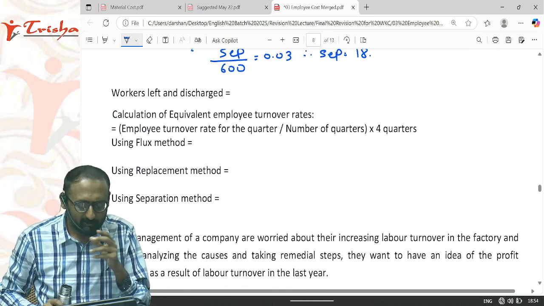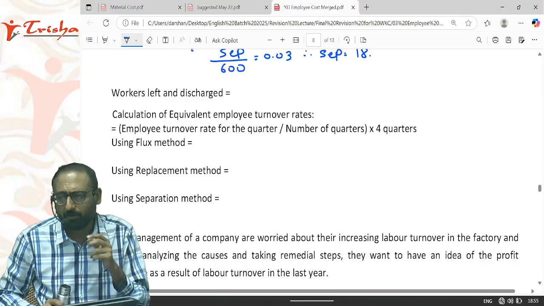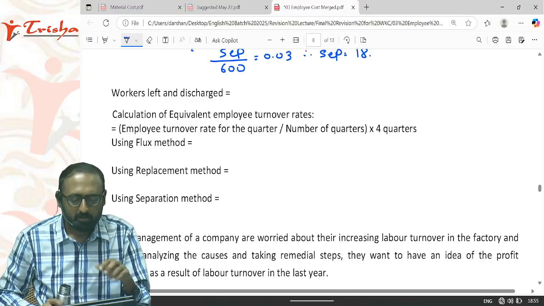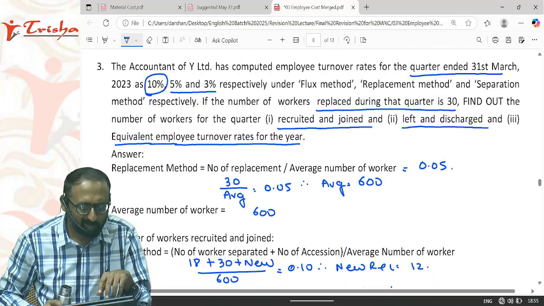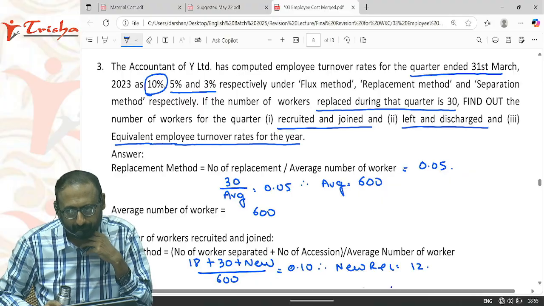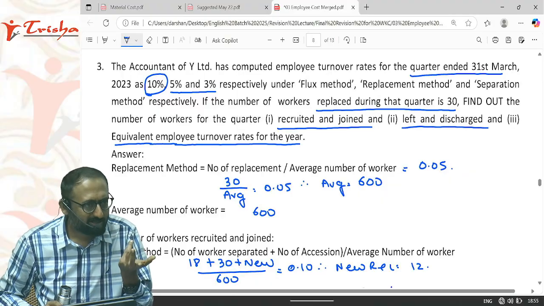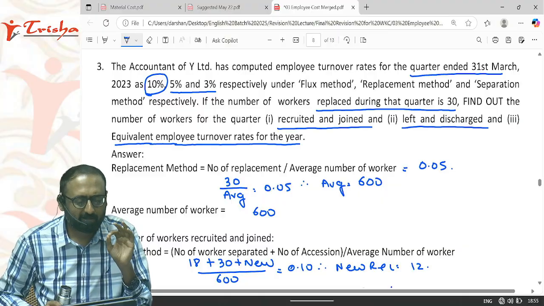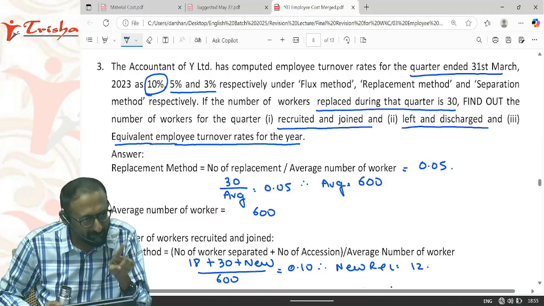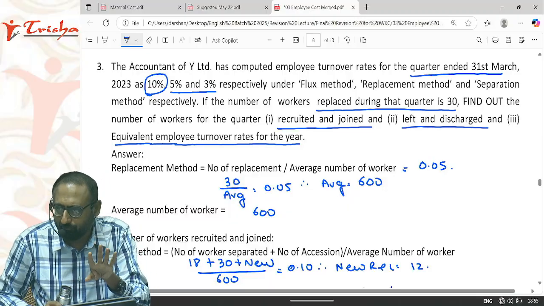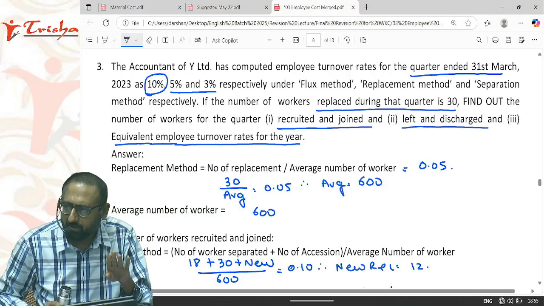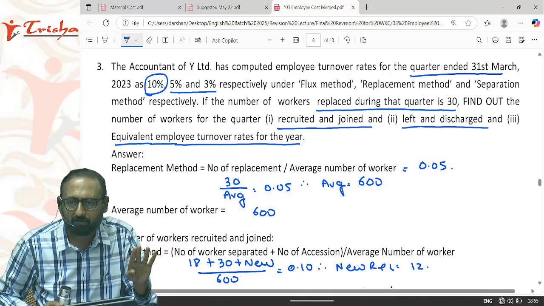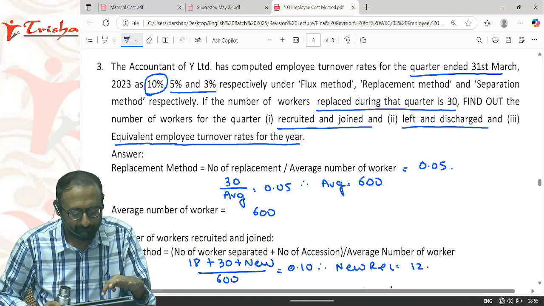How to calculate the equivalent employee turnover rate? Check whether the data is given for the year or for the month. The data is given directly for the quarter. So what you will do is multiply directly by 4: 10 into 4, 40%. 5 into 4, 20%. 3 into 4, 12%. Is it clear to every one of you?